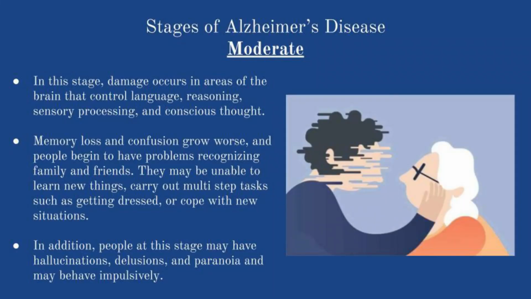Moderate Alzheimer's disease is the second stage of Alzheimer's. In this stage, damage occurs in areas of the brain that control language, reasoning, sensory processing, and conscious thought. Memory loss and confusion may grow worse, and people begin to have problems recognizing family and friends. They'll be unable to learn new things, carry out multi-step tasks such as getting dressed, or cope with new situations. In addition, people at this stage may have hallucinations, delusions, and paranoia, and may behave impulsively.